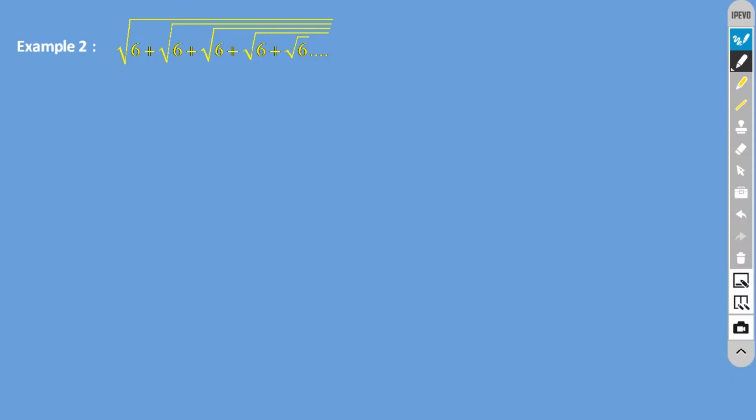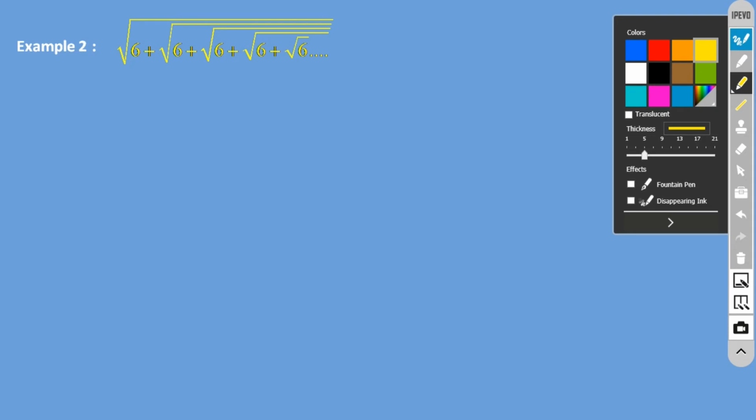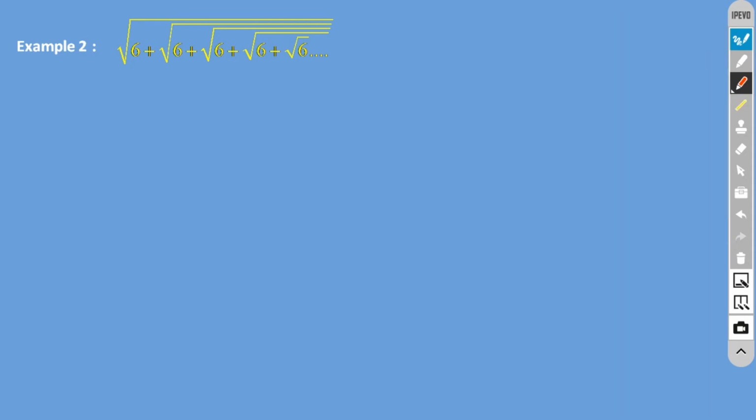Here the number given is root 6 plus root 6 plus root 6 plus root 6 till infinity. This is a serious question. Pause the video and try to find the answer to this question.